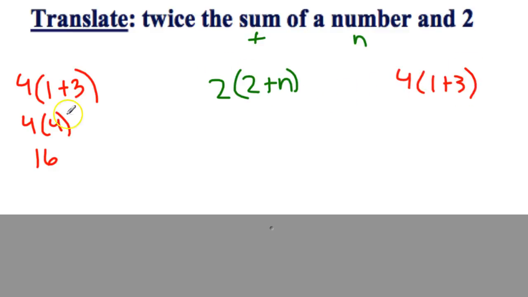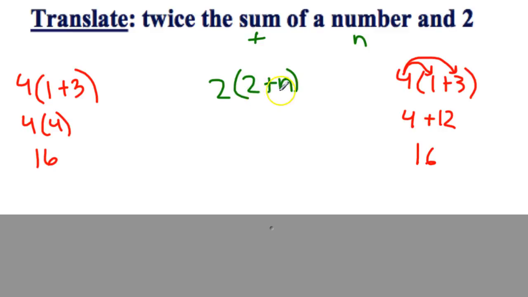Instead of doing the parentheses first, there's something called the distributive property. So if I take this 4, I can multiply it by both of the terms. You have to make sure you get both of them. A common error I see is people only multiply it by the first one. So 4 times 1 equals 4. 4 times 3 equals 12. 4 plus 12 is 16. So perfect, we got the same answer doing it both ways.